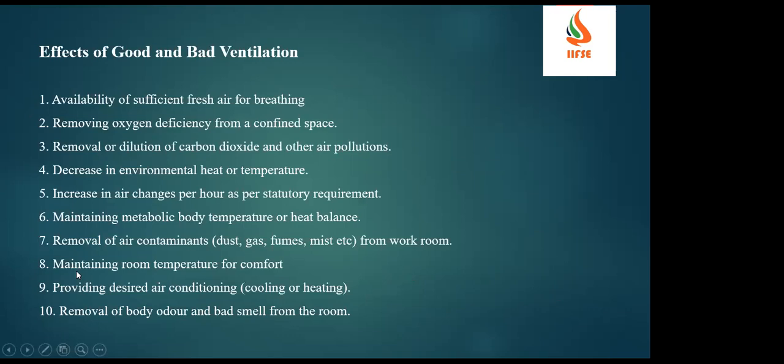Now we'll see the effects of good and bad ventilation. What are the effects, or, said another way, the consequences of a good and bad ventilation system? If you see, the availability of sufficient fresh air for breathing and removing oxygen deficiency from the confined space. These are the effects of a good ventilation system.